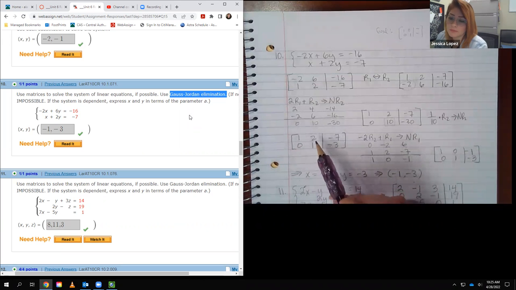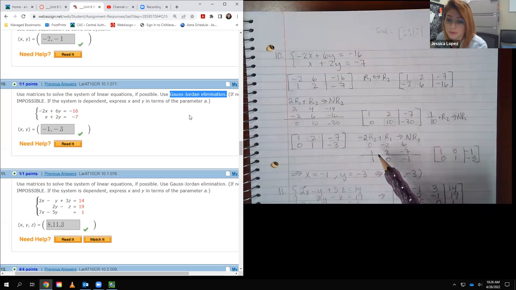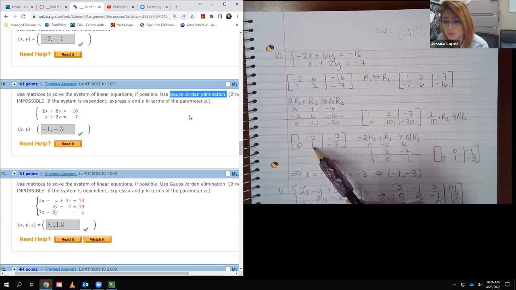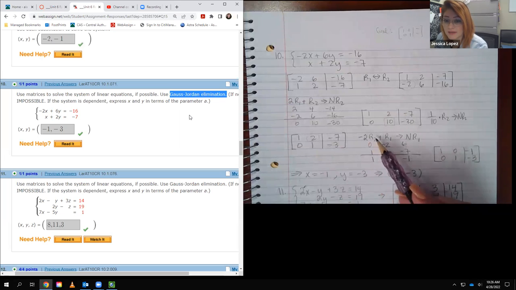Then finally, my goal is to change the 2 in row 1 to a 0. So I had to multiply row 2 by a negative 2 and then add row 1 to give me my new row 1.